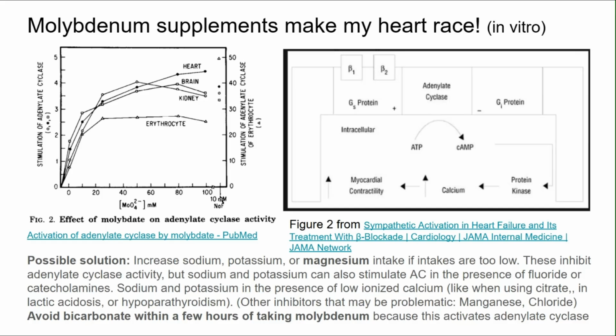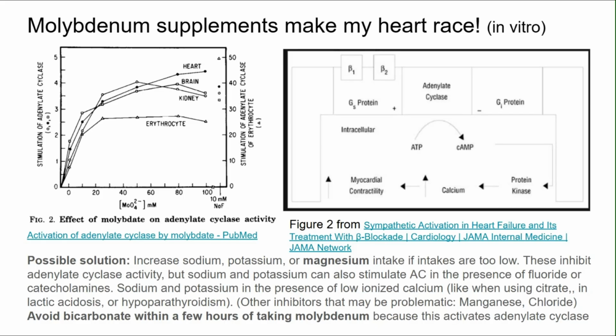So it's quite possible, I think, that molybdate could be the source of activation of adenylate cyclase. And adenylate cyclase causes a cascade that leads to myocardial contraction. So I was looking at what would be the best solution if molybdenum supplements were making someone's heart race. I think figuring out if someone has a magnesium deficiency and then giving magnesium, and actually magnesium would be helpful in general if your heart is racing, because it's a known inhibitor of adenylate cyclase.